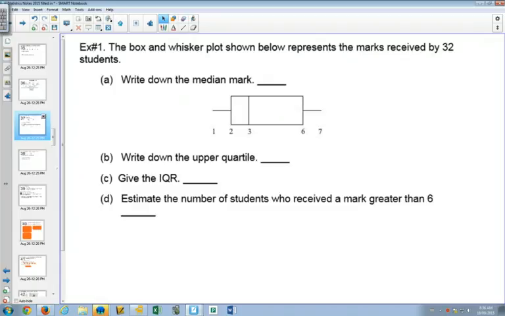"32 students wrote marks." Hopefully these are IB marks and not marks out of 100. Okay?